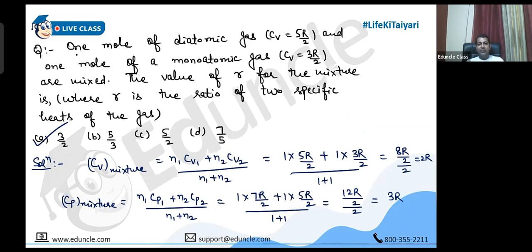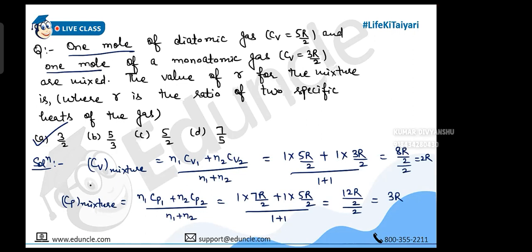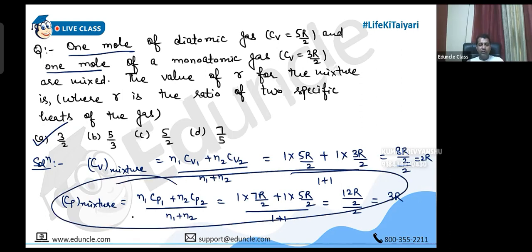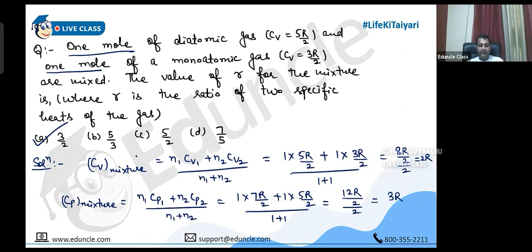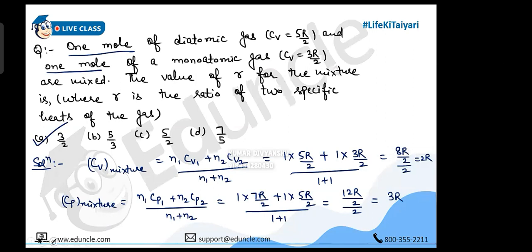And why is it working? Because for both the gases, we are adding 1 mole. Yes, if different quantities are mixed, then that formula will give you the wrong answer. So that's what I was saying. So you always have to use this formula for calculation of CP. Okay.